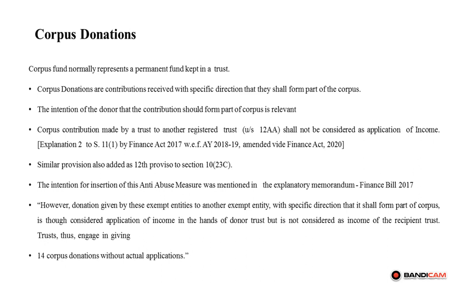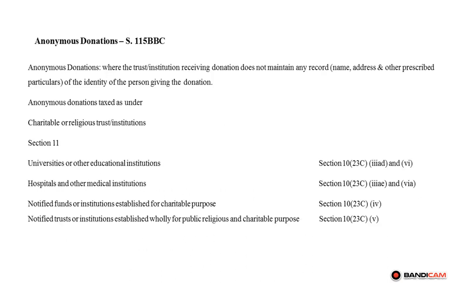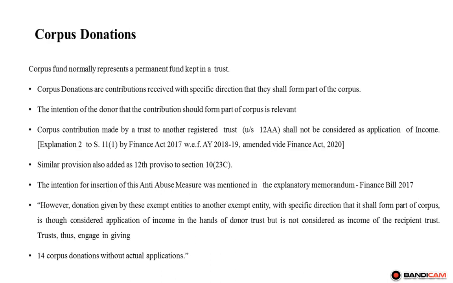So here, a donation given by this exempt entity to another exempt entity should not be considered as income of the trust. Then, 14, corpus donation without actual application. Here the corpus donation means a permanent fund of the organization, and when it is applied for a relevant benefit or relevant expenditure, it is allowed for exemption from the corpus donation.